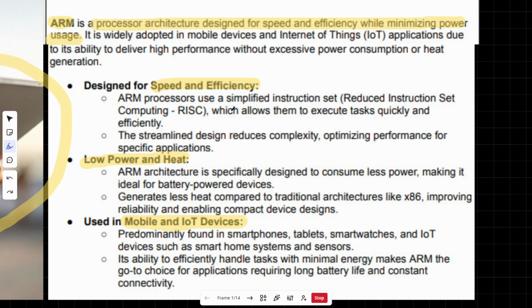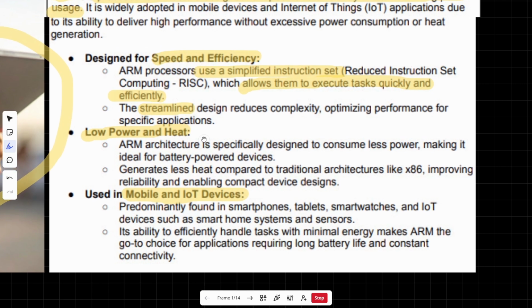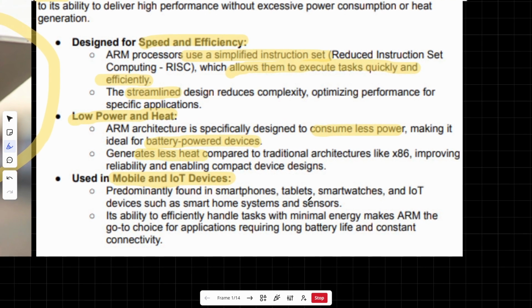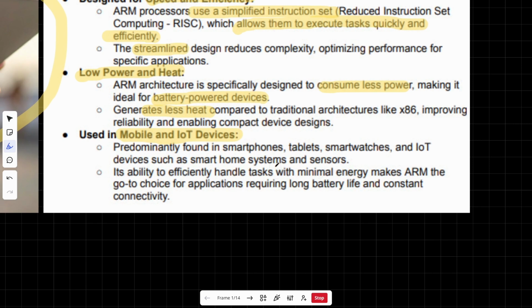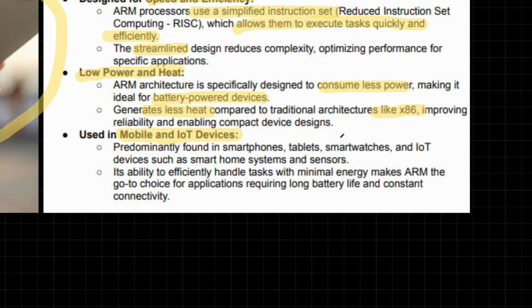How do they do what they do? Well, they use a simplified instruction set, which basically allows them to execute tasks quickly and efficiently. So it's very streamlined, right? They've got one thing to do and they're doing it efficiently and effectively, and they're doing it without making a lot of heat, right? They're designed to consume less power, making it ideal for battery-powered devices, and it generates less heat as well, all right? Now, this is separate from the 32-bit and 64-bit architectures. This is a RISC machine. This is a very specific type of architecture.